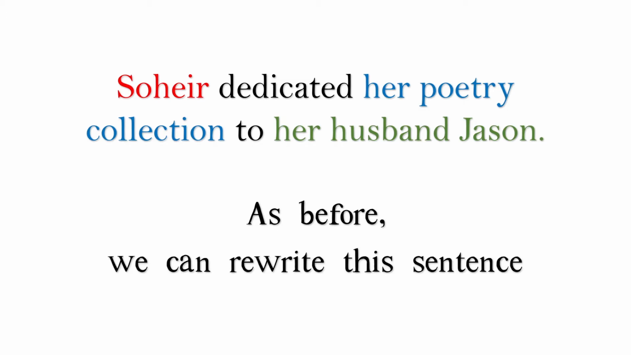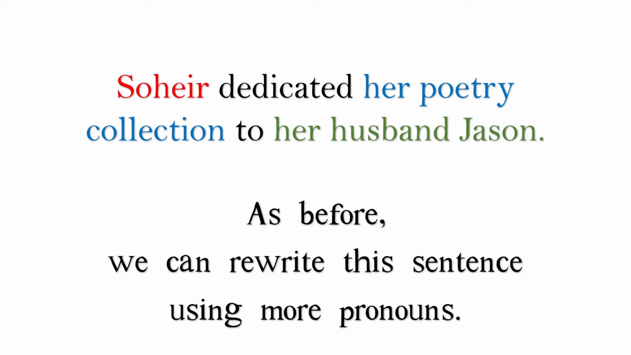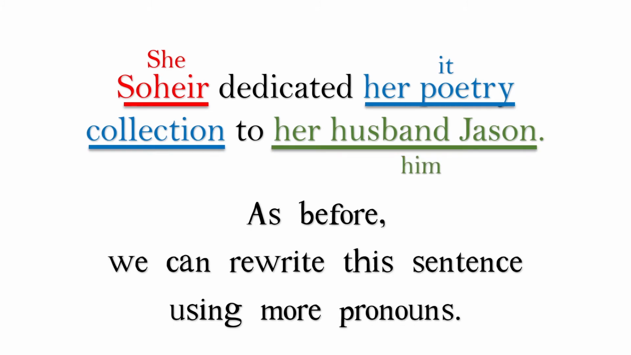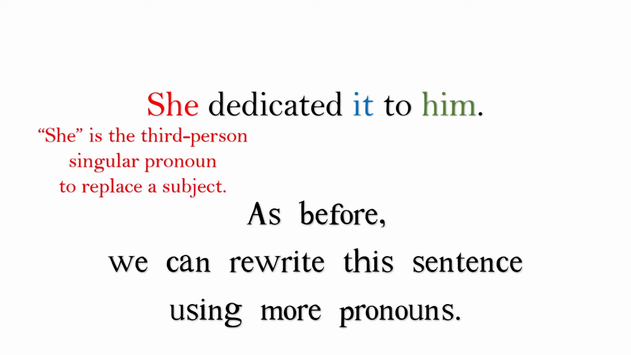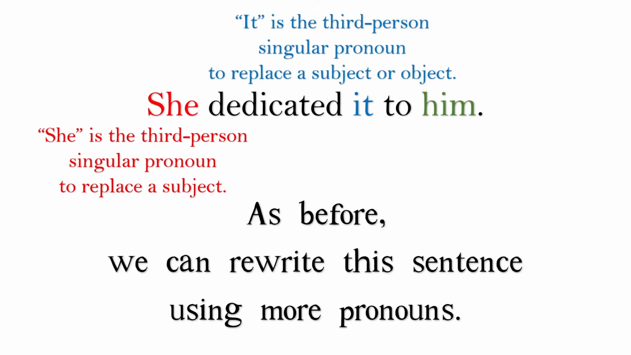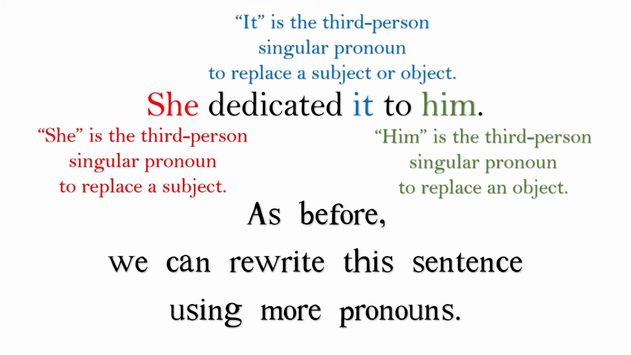As before, we can rewrite this sentence using more pronouns. Soheir can be replaced with she, her poetry collection with it, and her husband Jason with him. She dedicated it to him. She is the third-person singular pronoun to replace a subject. It is the third-person singular pronoun to replace a subject or object, and him is the third-person singular pronoun to replace an object.